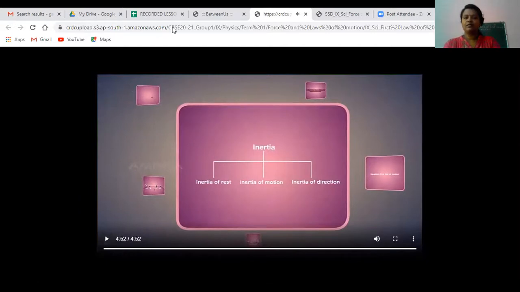So, in this way, today we have learned what is force and how unbalanced and balanced forces are differentiated, what are the different types of inertia, and also the first law of motion.